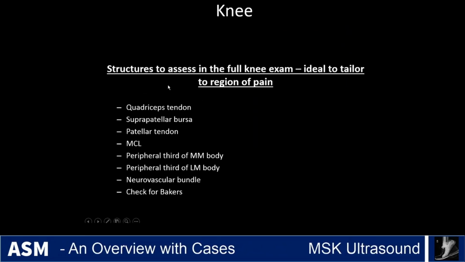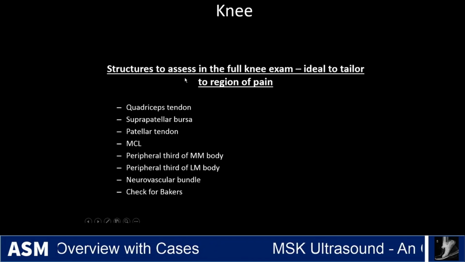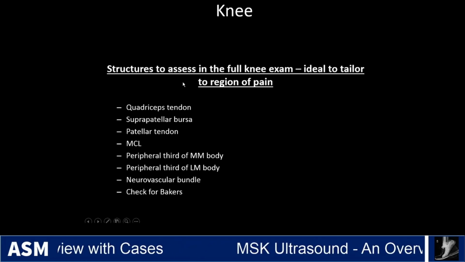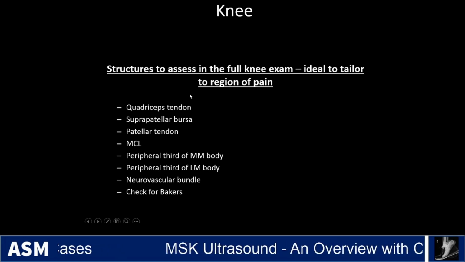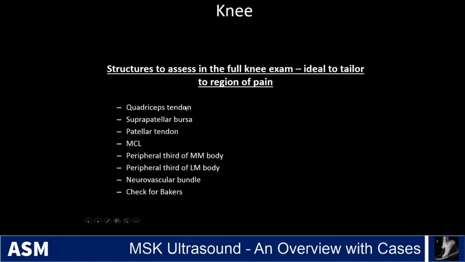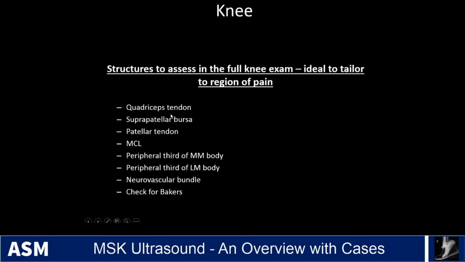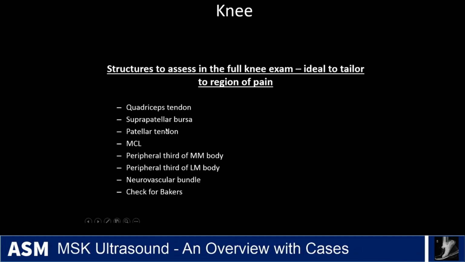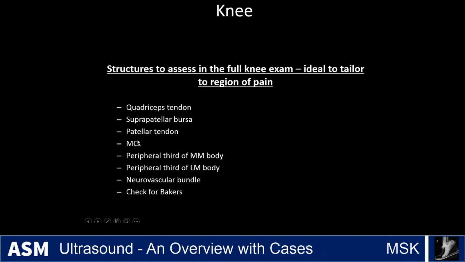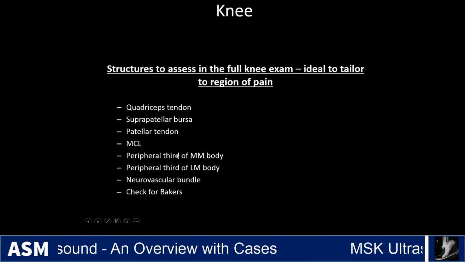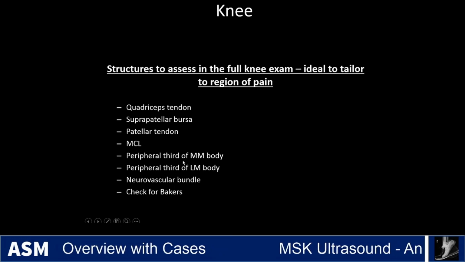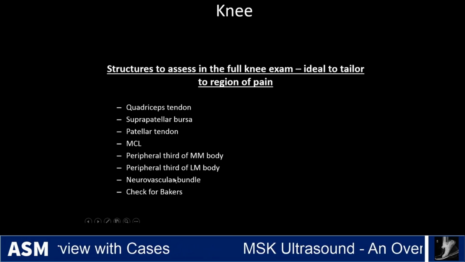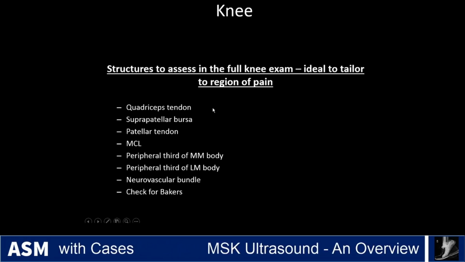Moving on to the knee, so again, there are some structures you ideally want to see, and then you can tailor it depending on where they're having pain or if it's a full or a limited study. So some structures you may see: the quadriceps tendon, the suprapatellar bursa, which is the joint, the patellar tendon, the MCL. You may see the peripheral third of the bodies of the menisci. Potentially you can see the peripheral third of the posterior horn if you come behind. Neurovascular bundle, look for Baker's cysts.